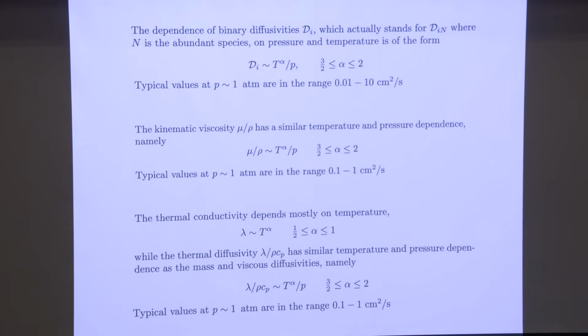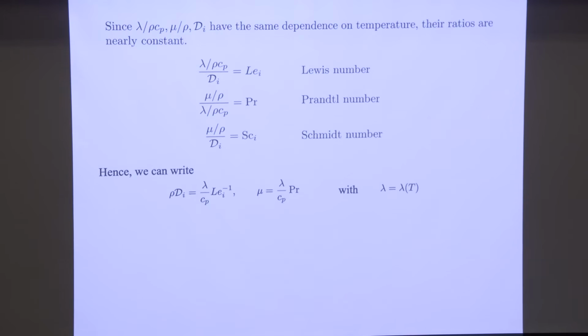So note that the mass diffusivity, viscous diffusivity, and the thermal diffusivity all have very similar temperature dependence, and so the ratios, which are known as the Lewis number, Prandtl number, and Schmidt number, are more or less constant, okay? Because they are a ratio of things that depend on temperature, but approximately in the same range.